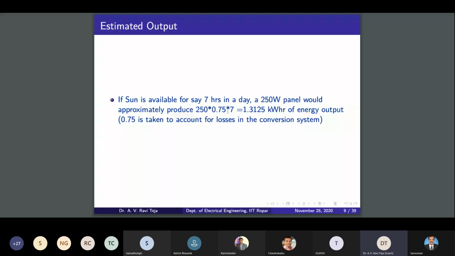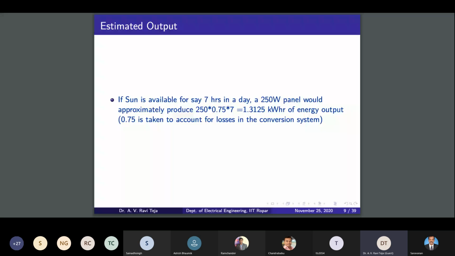So expecting at least the conversion system to have 75% efficiency, a 250 watt panel for 7 hours would give me 250 into 0.75 into 7. So around 1.31 kilowatt hour or 1.3 units of energy. Right. So based on how many units of power you want in a day, you have to decide how many panels I want to keep at a given location.